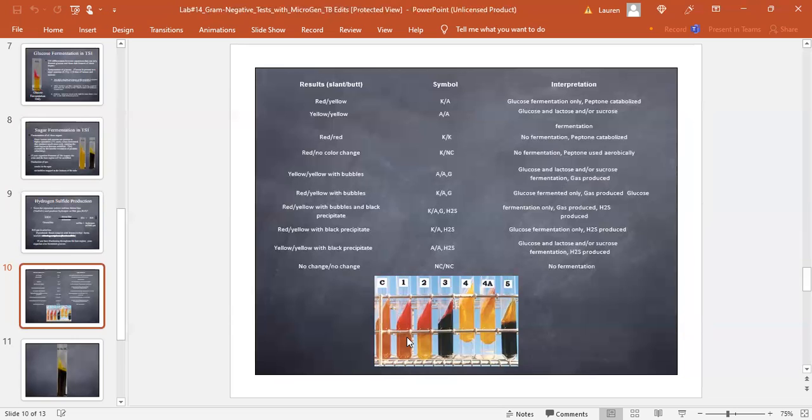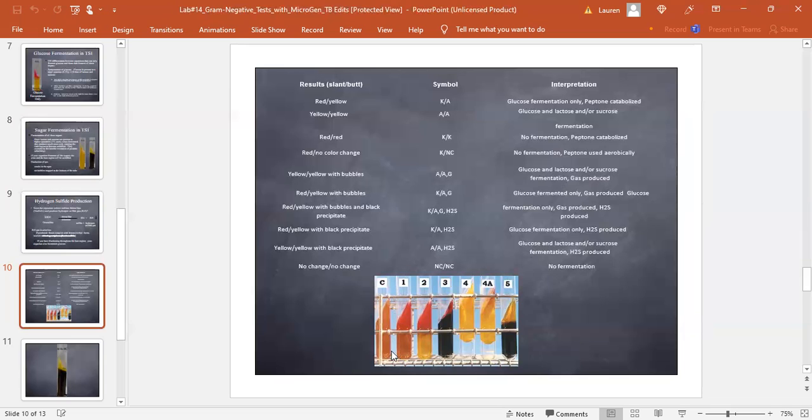Yes. So this one, we would interpret as no change, NC slash NC slash A, right? And there was no sugar fermentation, but there was the peptones catabolized. So that's how we would interpret that first one.